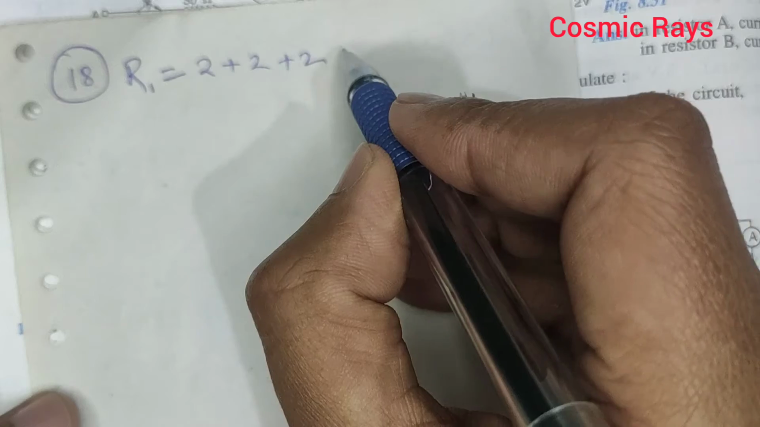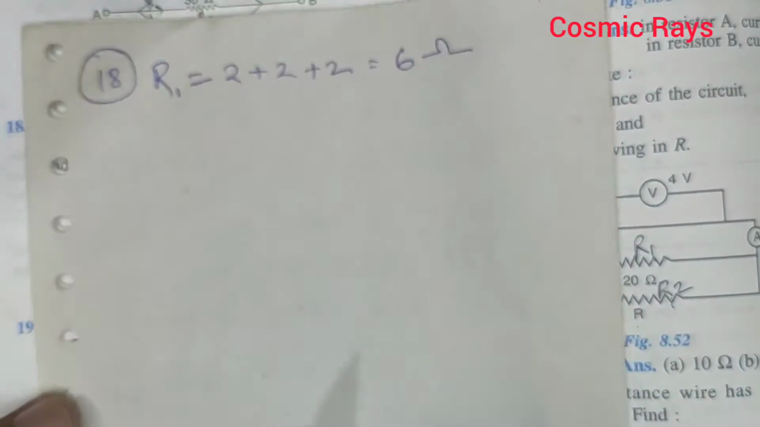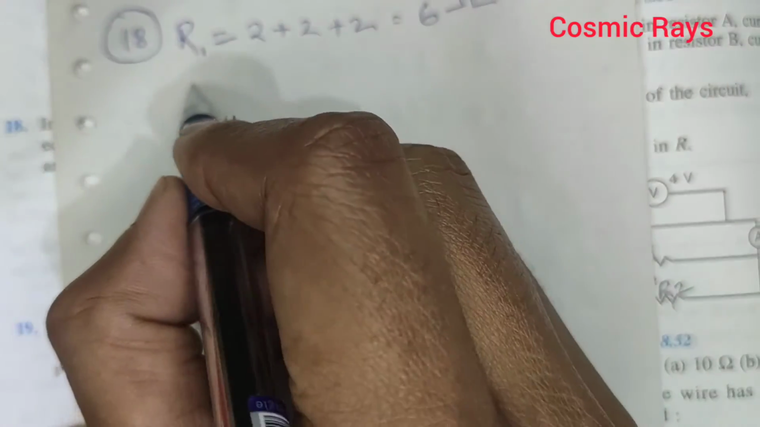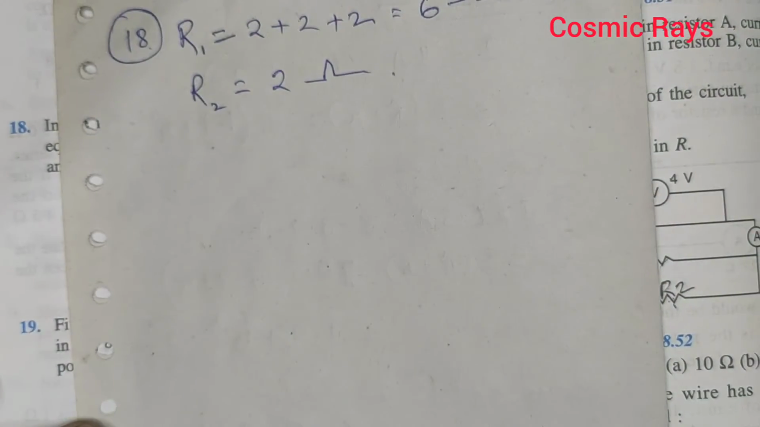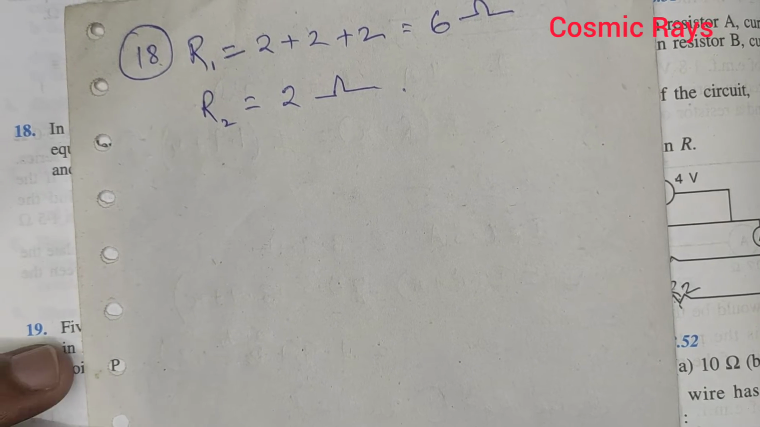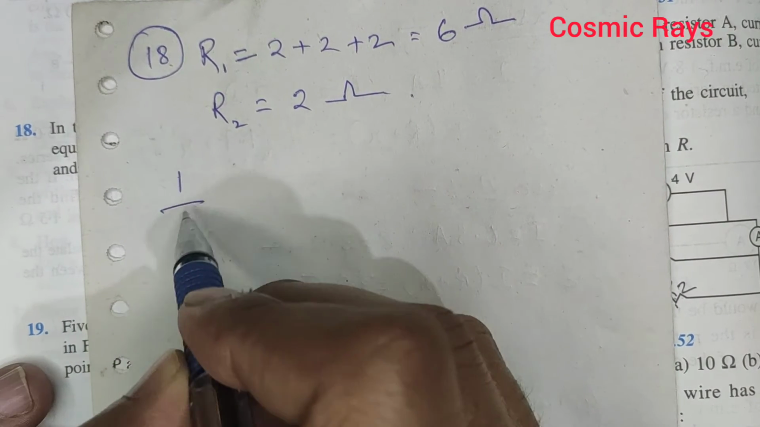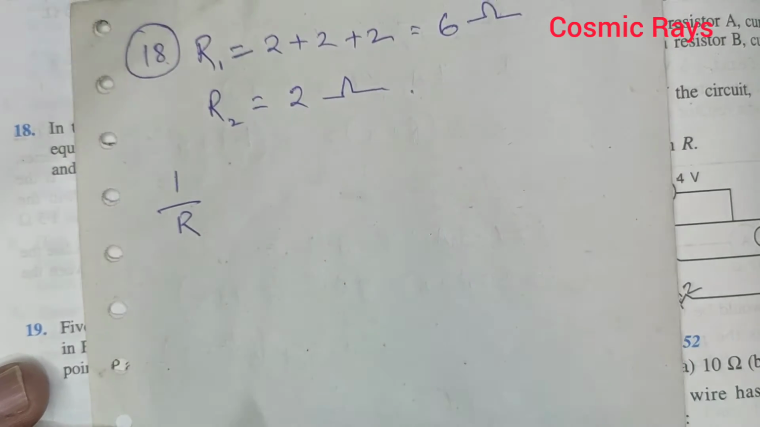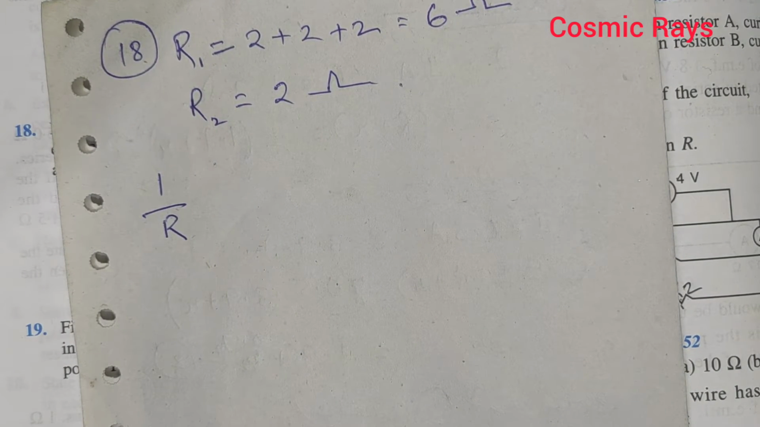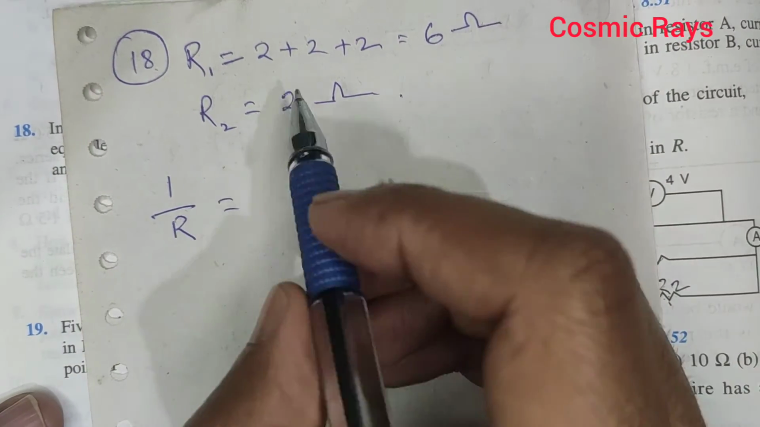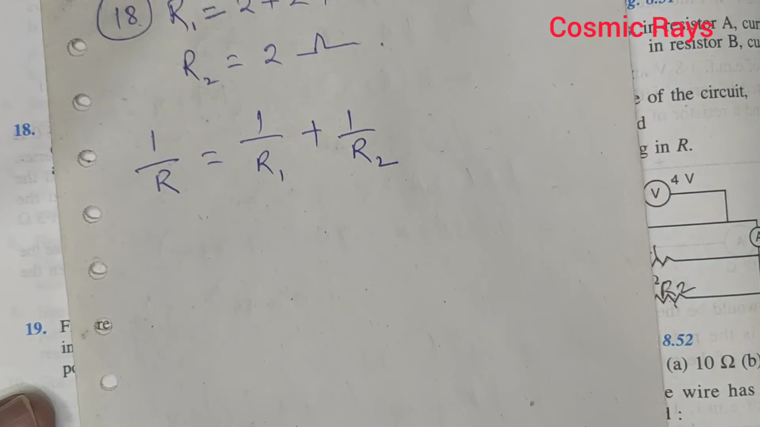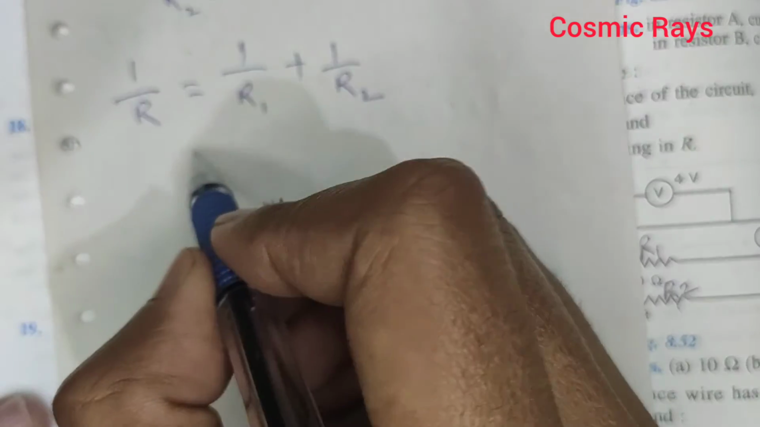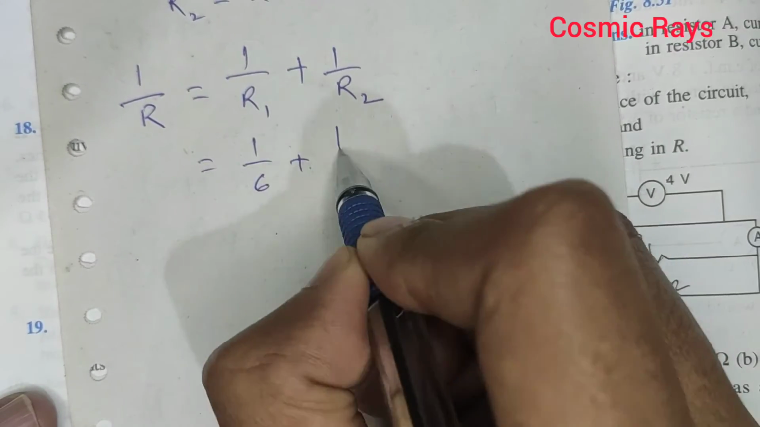So this will be 2 plus 2 plus 2, that is 6 ohm, and then R2, the one which is in parallel, is 2 ohms. So the equivalent resistance will be, as these two are in parallel, 1 by R is equal to 1 by R1 plus 1 by R2. So 1 by R1 is 6 and R2 is 2.